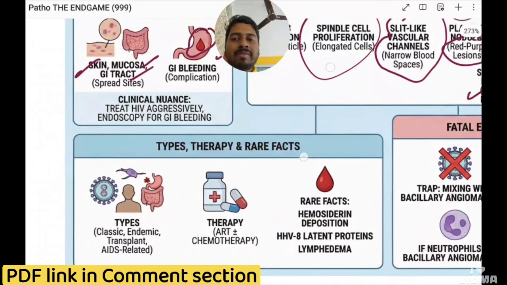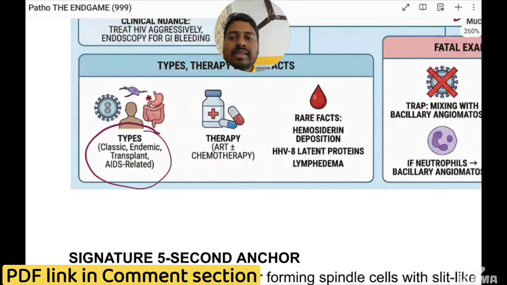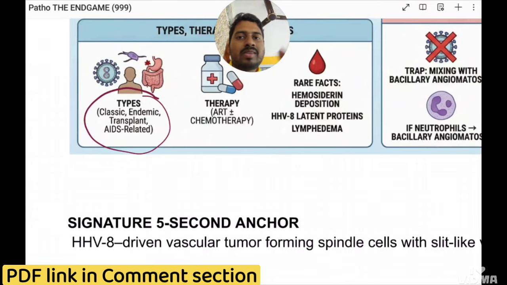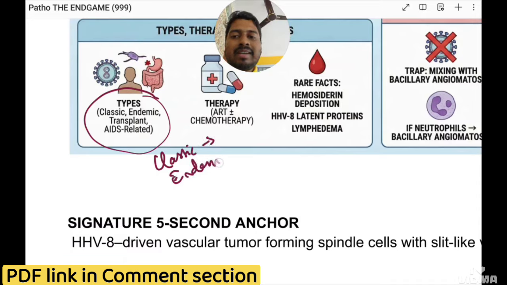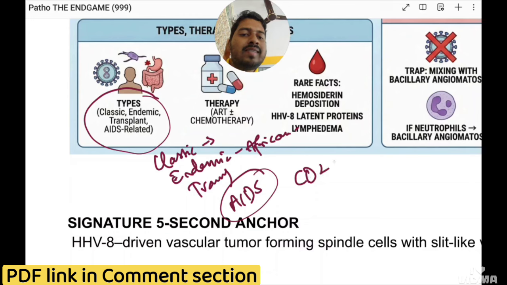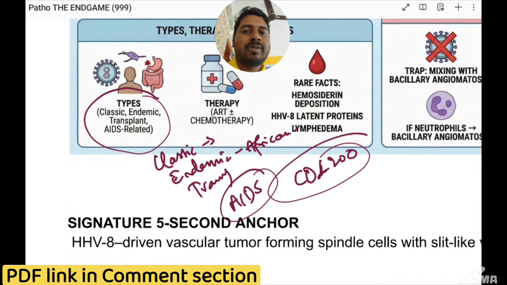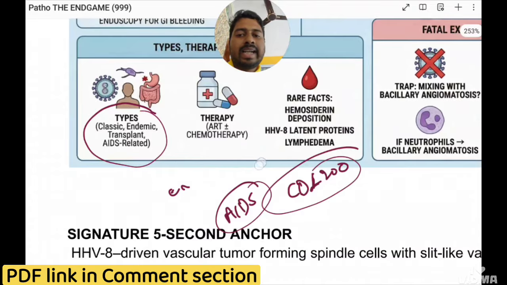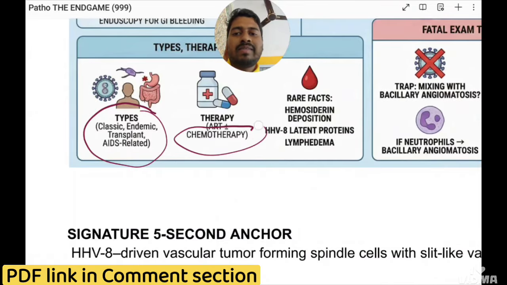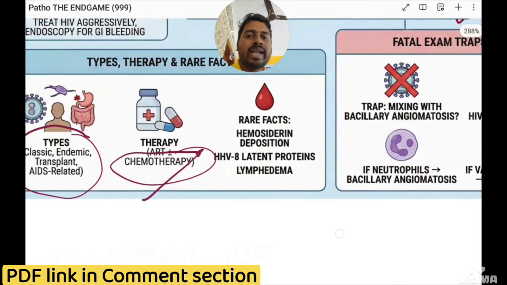Now which are the types of Kaposi sarcoma? It is not always associated with AIDS. There are 4 types. One is the classic type, which is seen in elderly people. Second is the endemic type, which is the African type, and this is the most aggressive type also. Third is the transplant type, and fourth is AIDS related. When CD4 count is less than 200 in AIDS, that is when we come across HHV8 infection and Kaposi sarcoma. Treatment is antiretroviral therapy. Along with that, we'll give chemo also, which you don't have to go into detail.